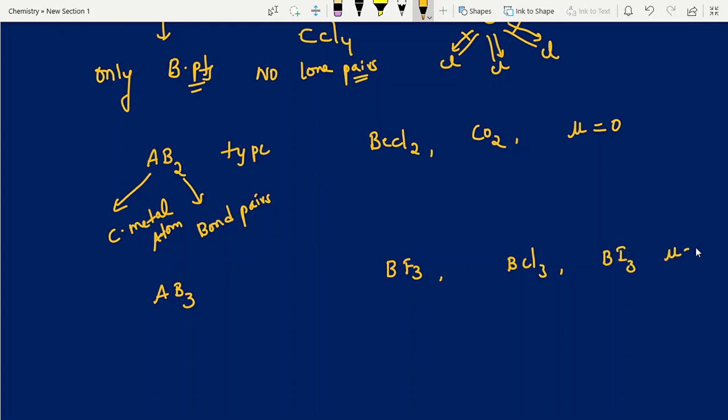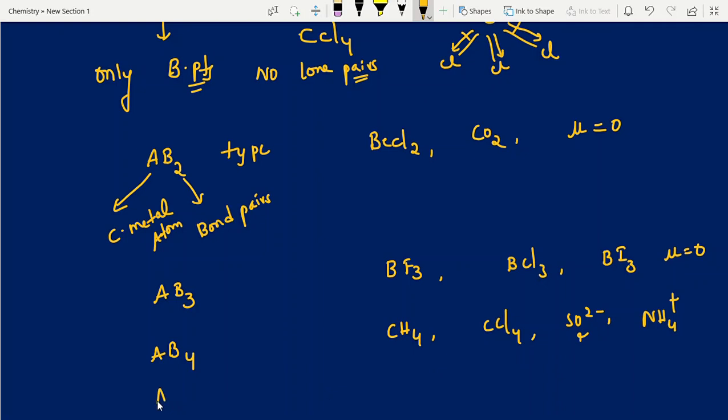Dipole moment is zero because it is trigonal planar. Here also no lone pairs. Next AB4, also no lone pairs. Here CH4 molecule, CCl4 molecule, SO4 2 minus, all these species come, and NH4 which has a tetrahedral shape. No lone pair, that's all.